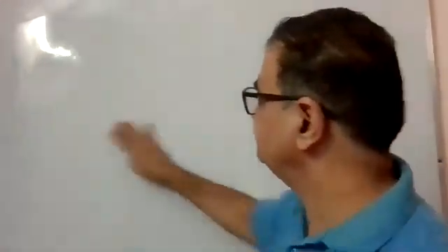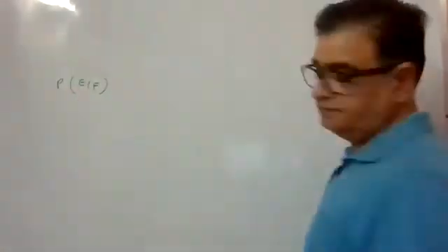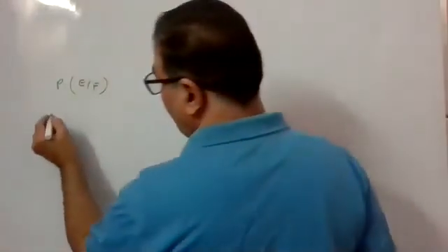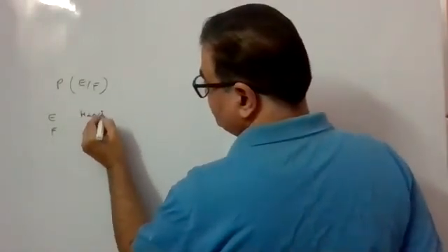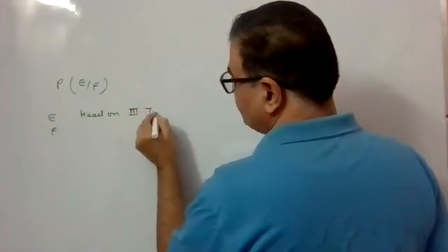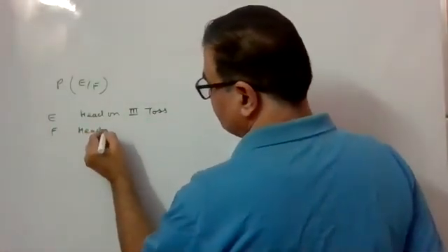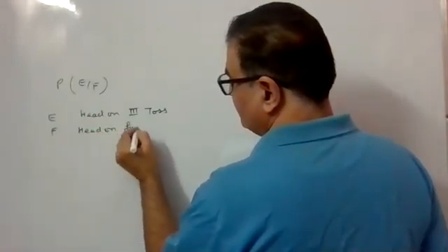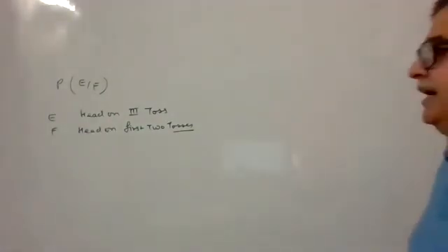A coin is tossed 3 times. Find what is P(E/F), where E stands for head on third toss, and F is head on first 2 tosses. You should calculate P(E/F).